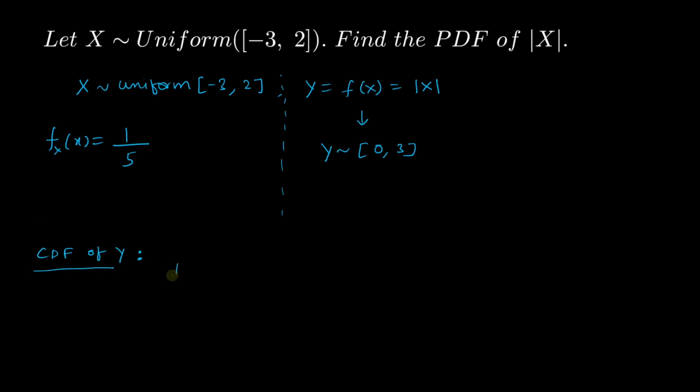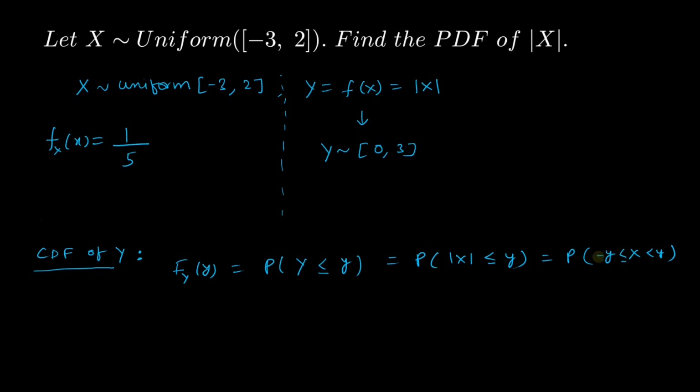We can write the CDF of y as capital Fy of y. We are calculating the CDF at some small y, where y falls in the range 0 to 3. So we can write it as the probability that this random variable y will take a value less than or equal to some value small y in its range. We can write it like this and then simplify it: x will fall in the range -y to y.